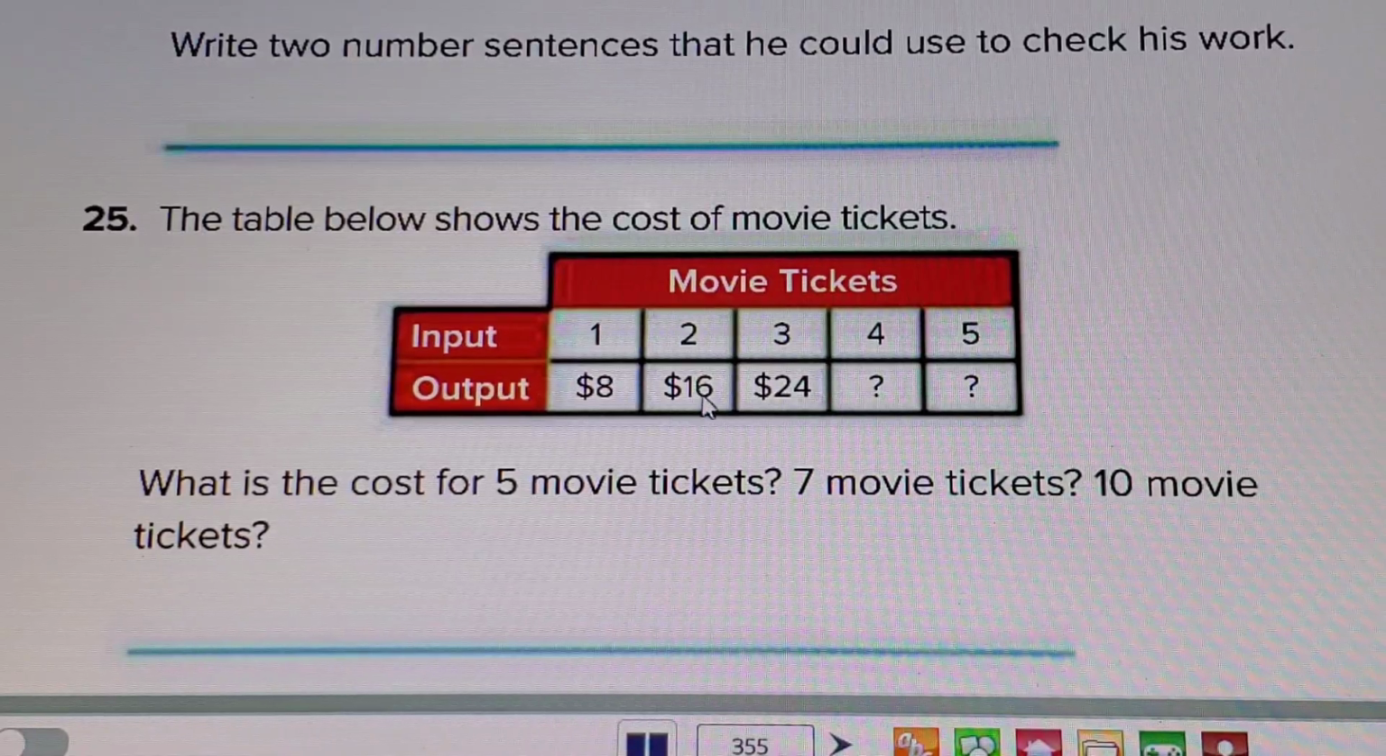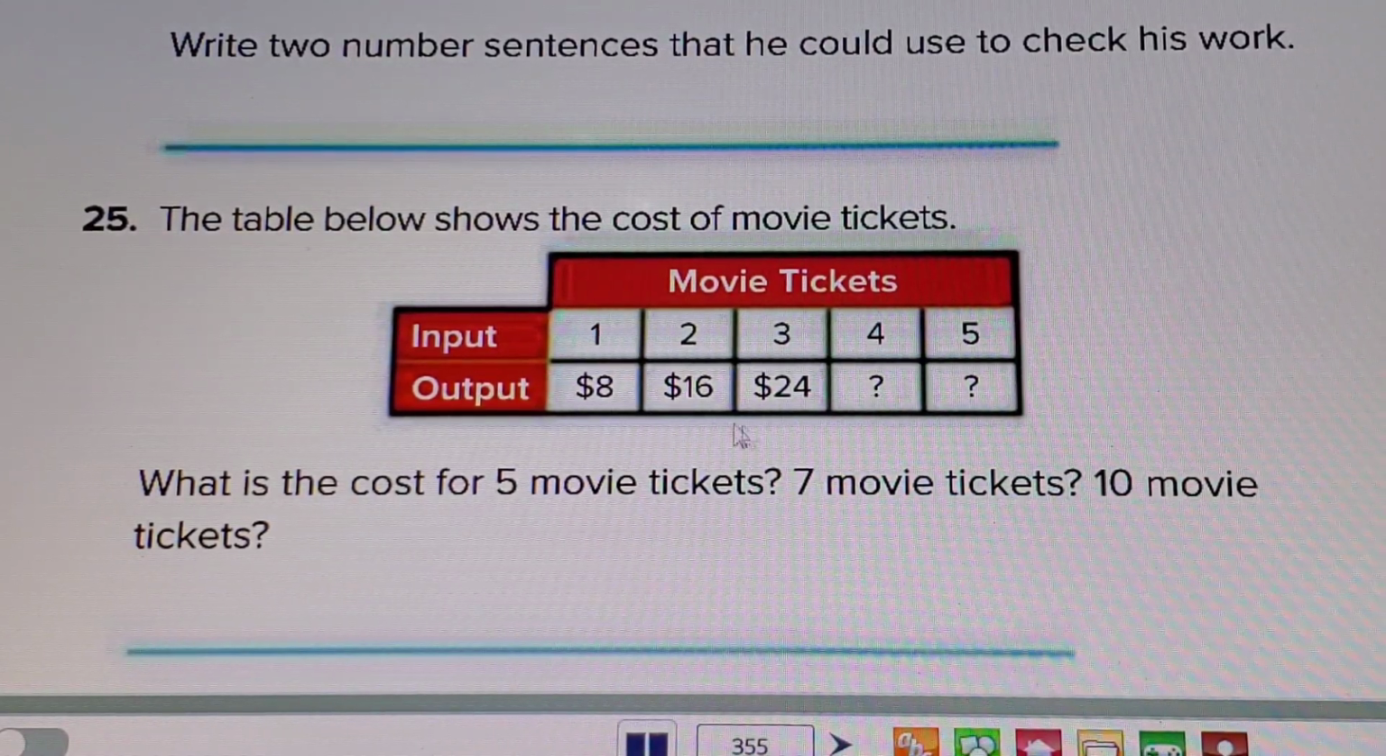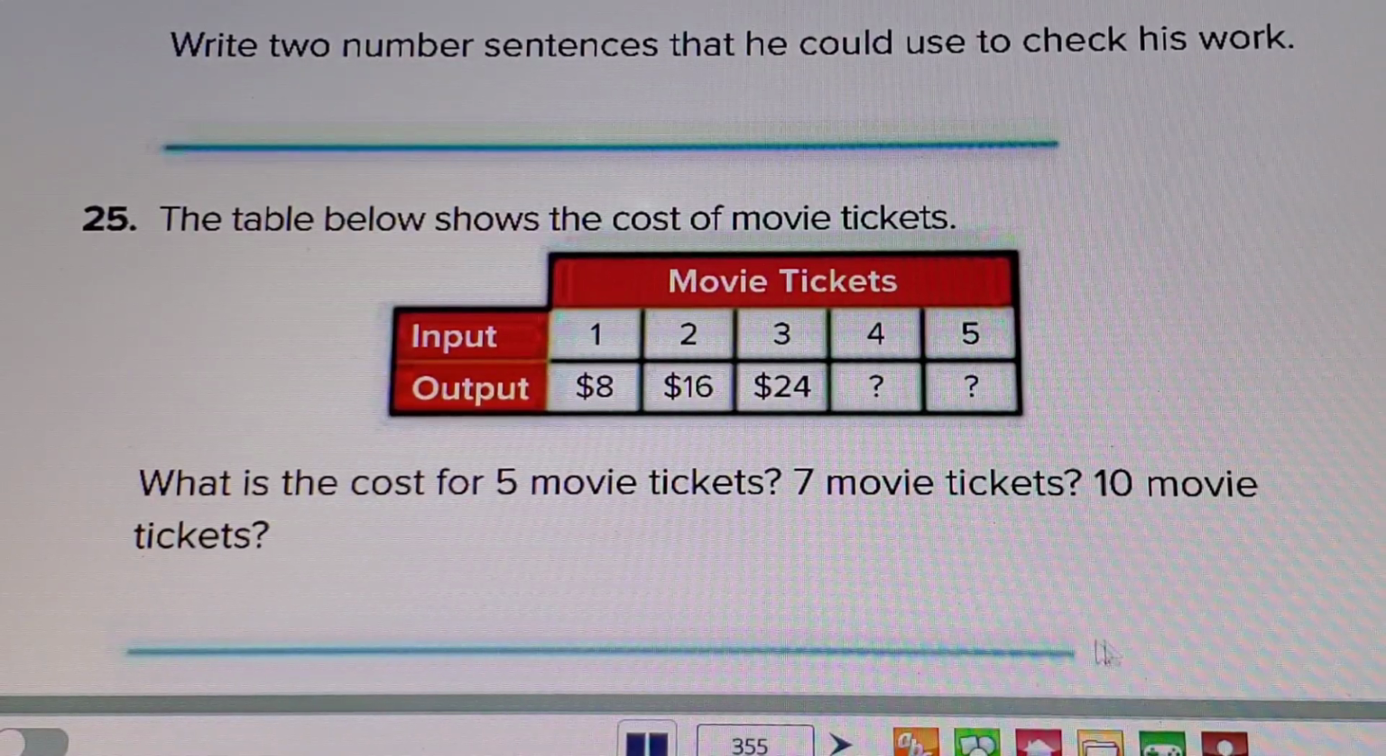They're counting by 8s. And if you looked on your multiplication chart on the 8 line, you would see that this is what they're counting. What is the cost for 5 movie tickets? So it would be 5 times 8. Write that number here. What is the cost for 7 movie tickets? That's 7 times 8. Write that answer right here. What is the cost for 10 movie tickets? 10 times 8. Write that answer right here.